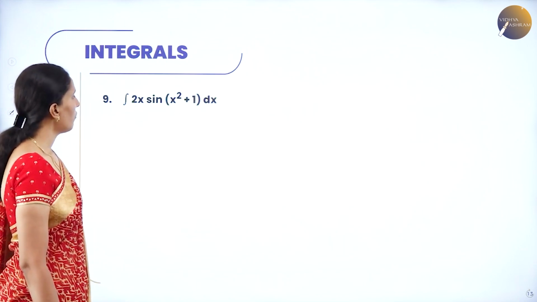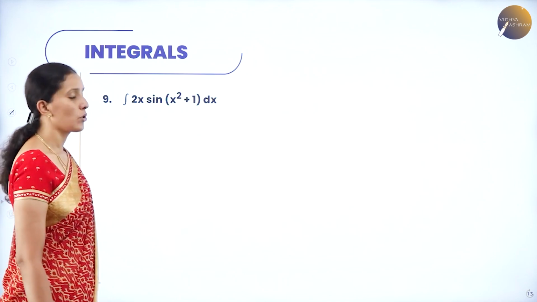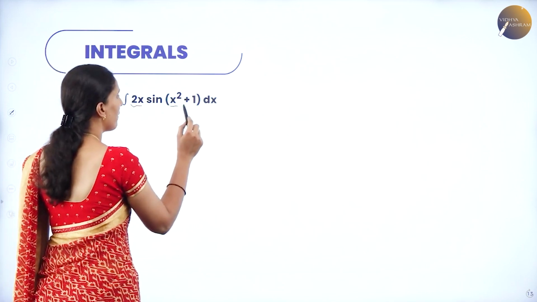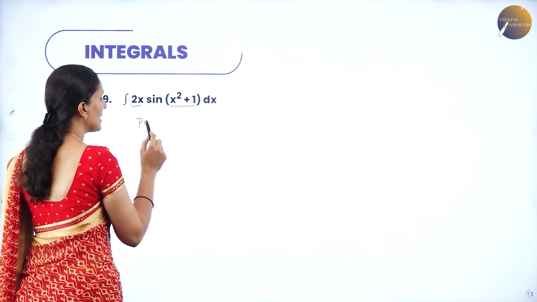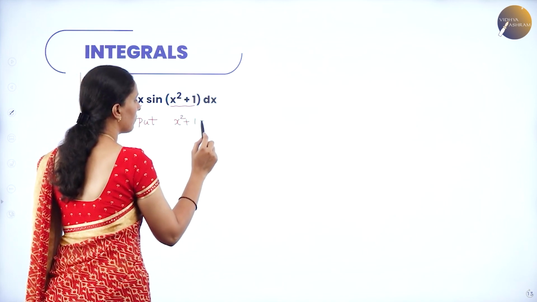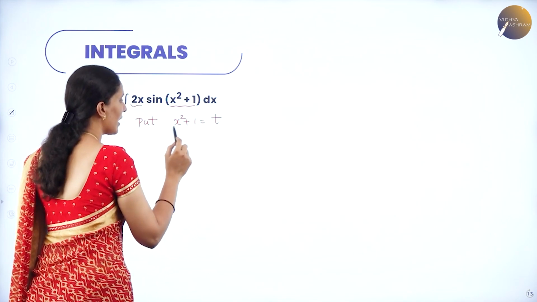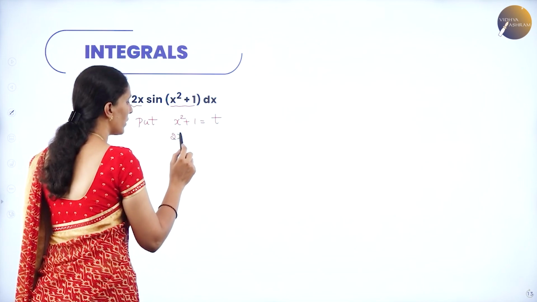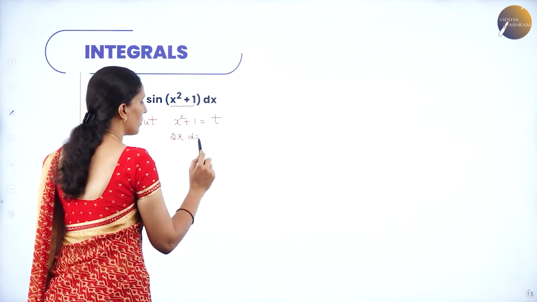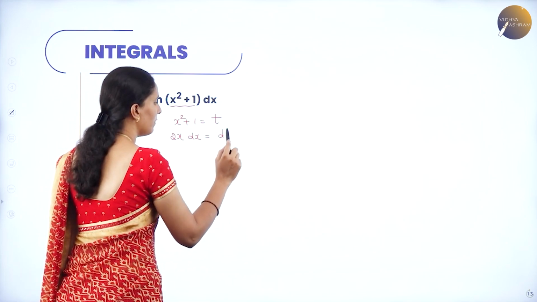Next, integral of 2x sine x square plus 1 dx. So here we have 2x, here we have x square plus 1. So we need only algebraic here. So we put x square plus 1 is equal to t. What is derivative of x square? It is 2x. What is derivative of 1? It is 0. Derivative with respect to x, and t will become dt.